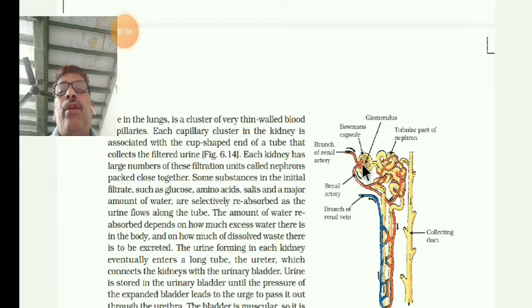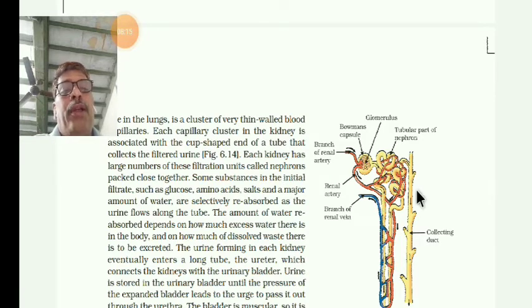See how the urine formation will be. First the blood is filtered, and urine formation includes two steps. One is blood filtration and another one is reabsorption.